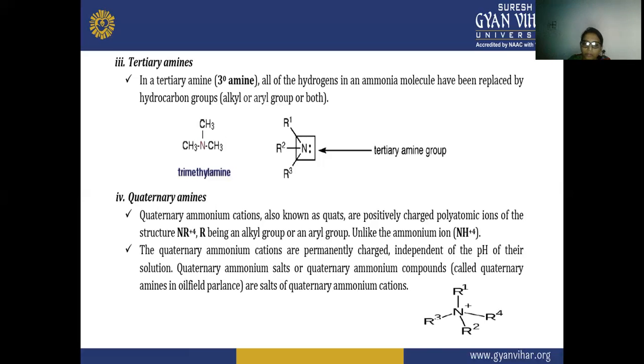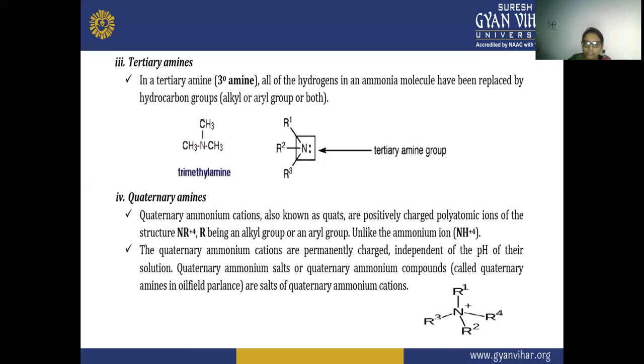So the quaternary ammonium cations are permanently charged and independent of the pH of the solution. They are not dependent on the pH of the solution. These are the quaternary ammonium salts or quaternary ammonium compounds, also called quaternary amines in parentheses, and they are also the salts of quaternary ammonium cations. So these are the quaternary amines.